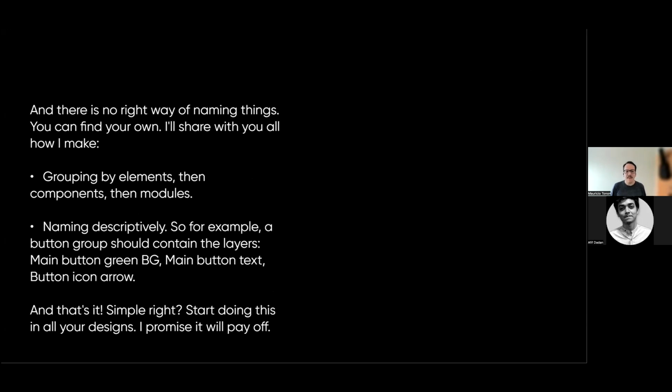So for example, a button group should contain the layers main button green background, main button text, and button icon arrow, if your icon is an arrow, of course. And that's it. It's really simple, but it takes some time in the beginning to start adding it to your process. But after you get it, it just becomes automatic and really pays off a lot.